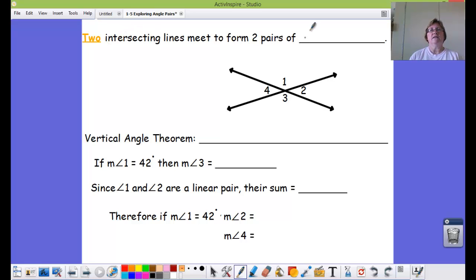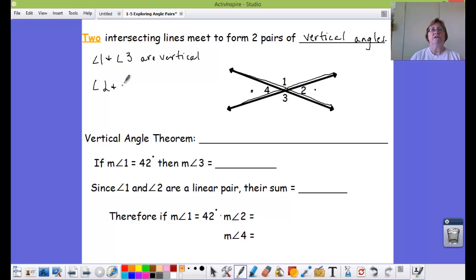The next type of angle pair we want to introduce you to are vertical angles. Two intersecting lines meet to form two pairs of vertical angles, they're called. In the picture that we are looking at, angles 1 and 3 are vertical. And if you follow the book definition, that's because they are formed by this pair of intersecting lines. If that is the case, then you will also notice that angles 2 and 4 have to be vertical as well.